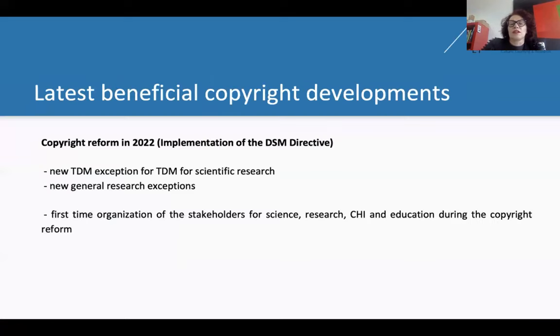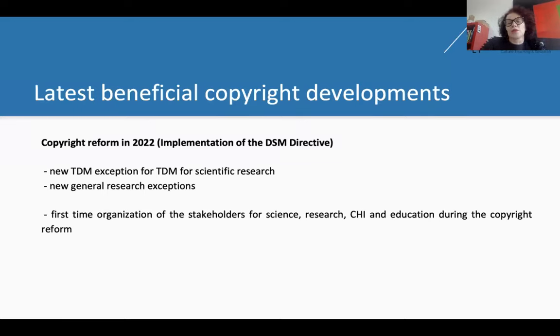It all started with the very good progress during the copyright reform in 2022, when in October 2022, Slovenia finished implementation of the Digital Single Market Directive. And I'm happy to report also to this audience that the result is that we have a new TDM exception for scientific research, and also a general TDM exception. And finally, after more than 20 years featuring in the InfoSoc Directive, we finally got also the new general research exception. Two exceptions, TDM and general research.